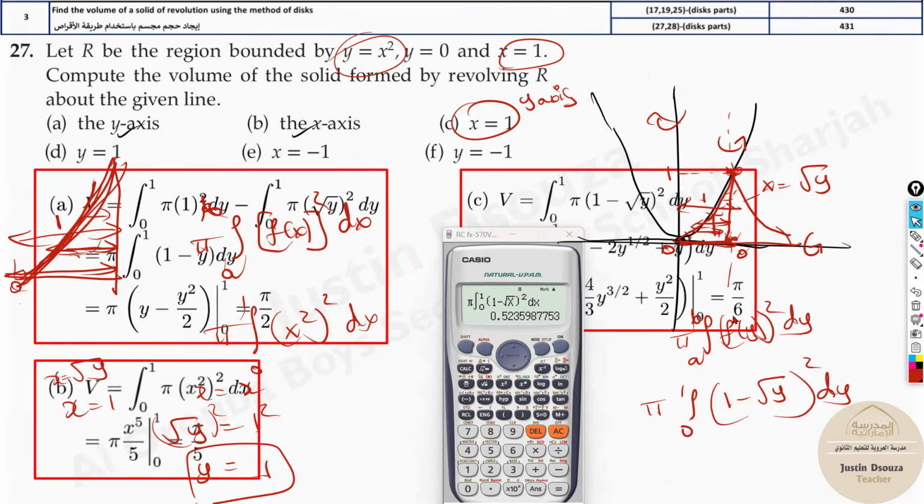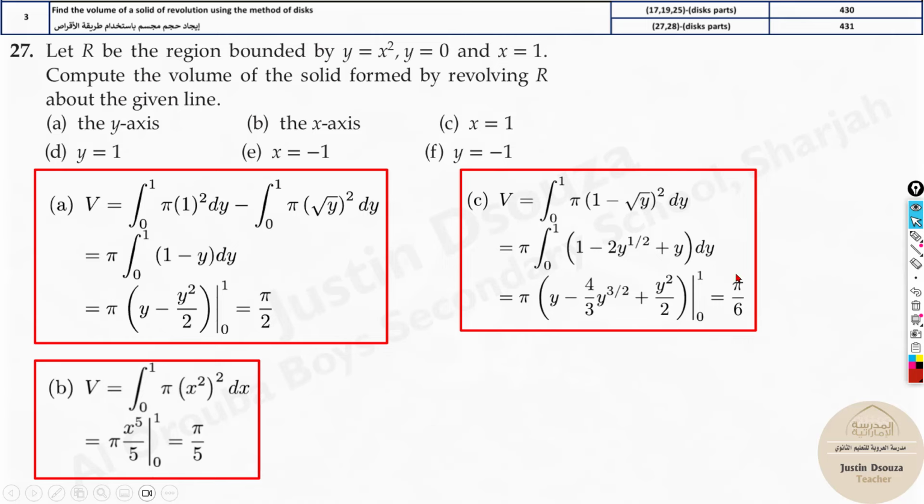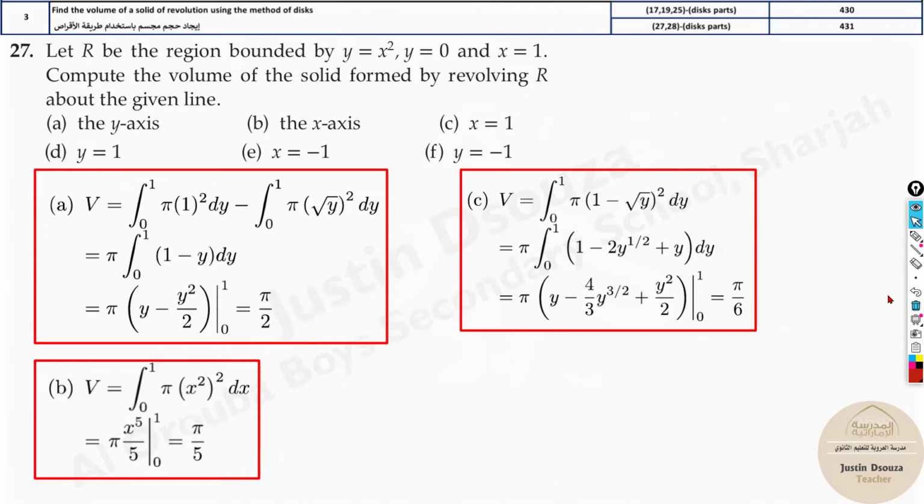Now you might be thinking why we are not getting pi by 6, but I'll show you. This is the same as pi by 6. So 0.5235, right? If I have pi divided by 6, what is the answer? It is 0.5235. So it's the same thing. It's equivalent, and that's the answer. But to understand exactly how it works, a basic sketch is required, and then based on your understanding of which axis it's rotating, understand these points, write the formula and the equation.